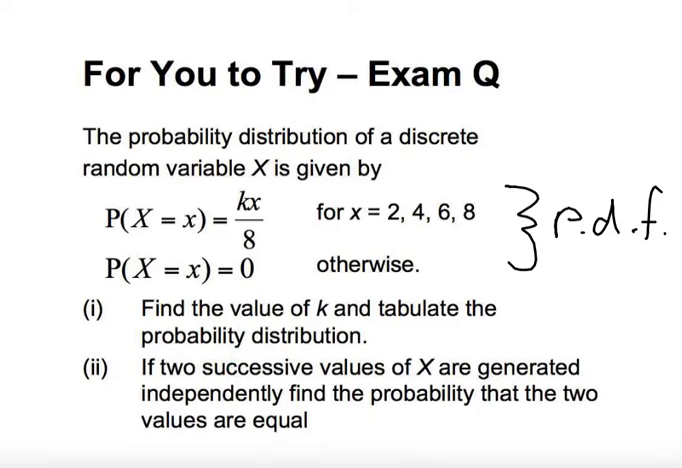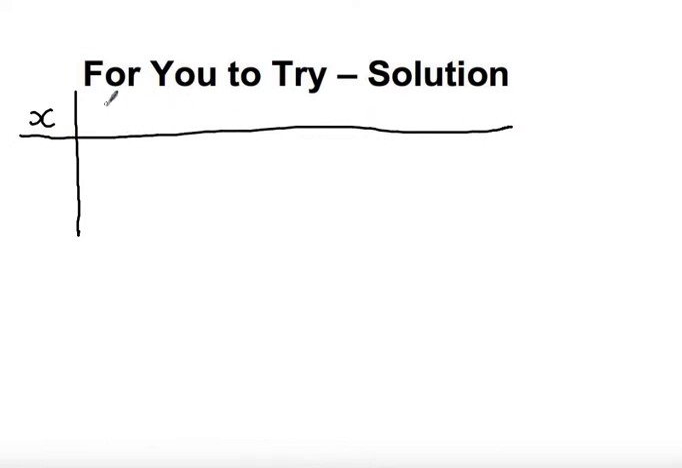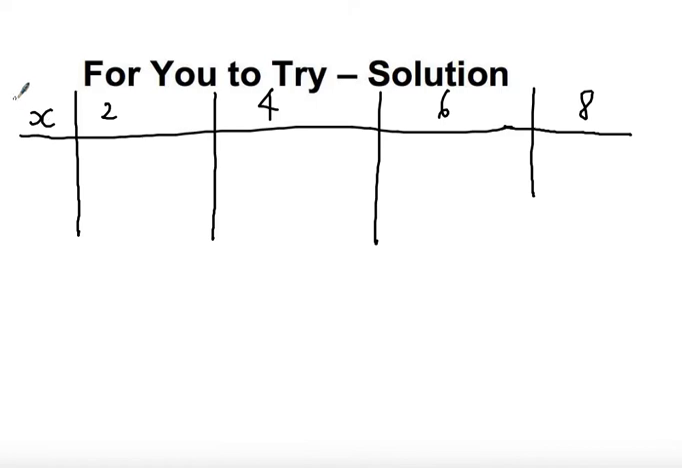Okay, so let's have a look at the answer. First of all, let's tabulate the probability distribution. I'm giving myself plenty of space on this one. You'll see why in a moment. We're going to have 2, 4, 6, and just extend it a little bit just so I've got that space, 8. And then we've got the probability X equals x. So perhaps I can trim off just a little bit of the table there.